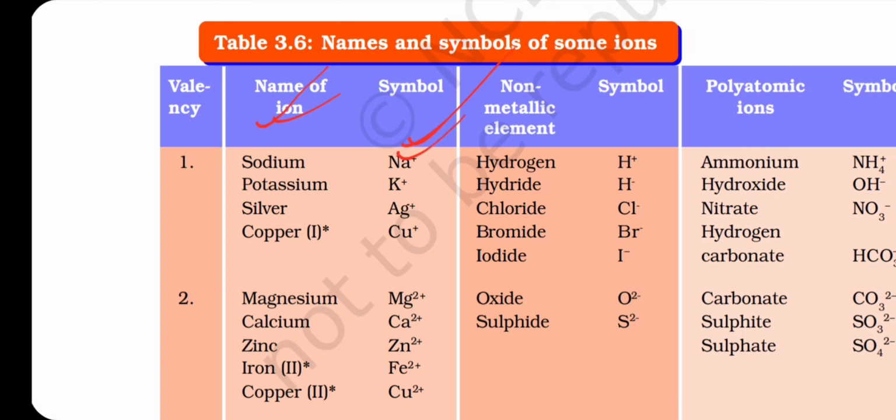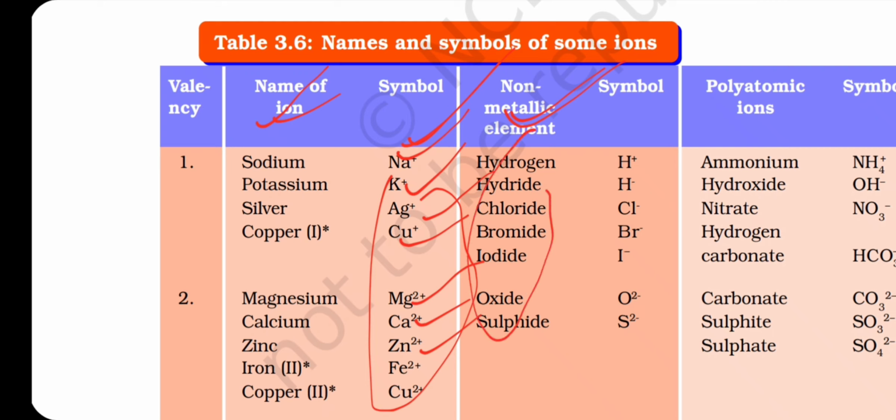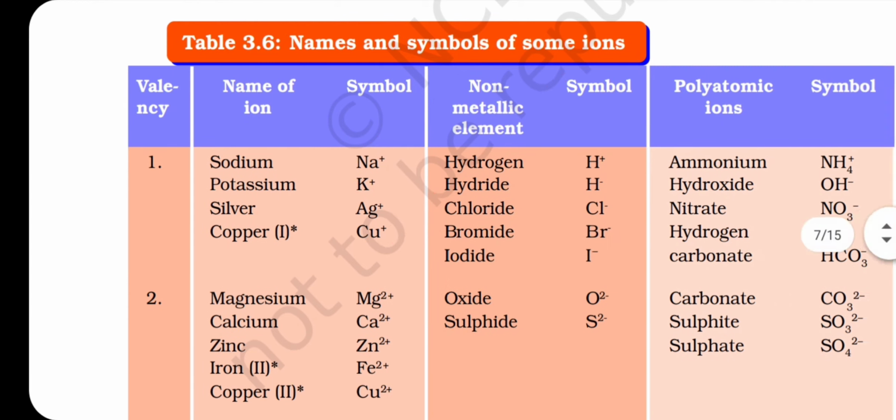So sodium is represented by Na+, potassium K+, silver Ag+, copper Cu+, magnesium Mg2+, calcium Ca2+, zinc Zn2+. All these are the different ions. These are the non-metallic elements: hydrogen, hydride, chloride, bromide, iodide, oxide, sulfide. You have to remember all this with their symbols.